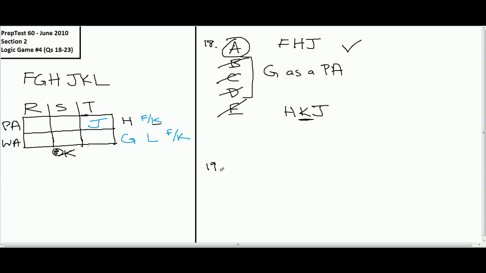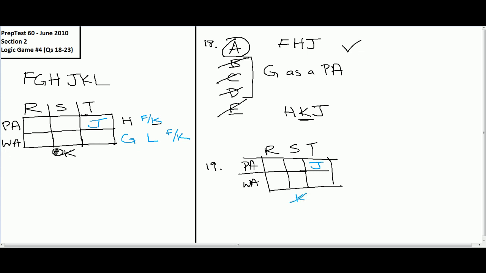How about 19? If F is assigned to Romania, then which of the following must be true? Okay, so the first thing to realize is that now we know that F is assigned to Romania, but we still don't know whether he's a photographer's assistant or a writer's assistant. So let's just go ahead and examine both possibilities. R, S, and T. We know from our facts that J must go to Tuscany. We know from our facts that there is no K in Spain. Fantastic. We have two scenarios.